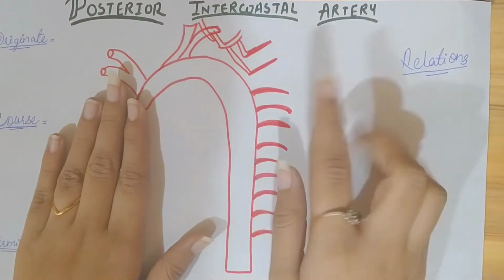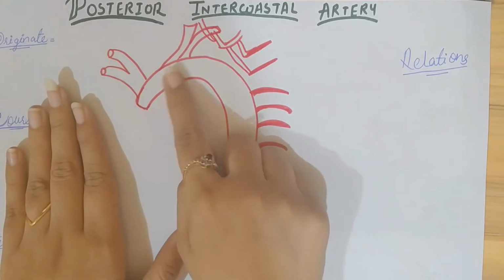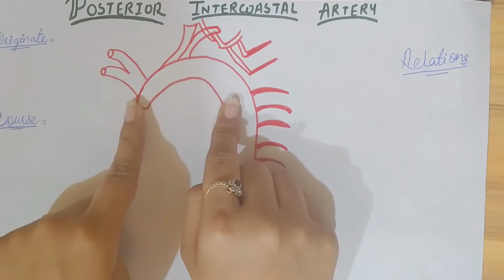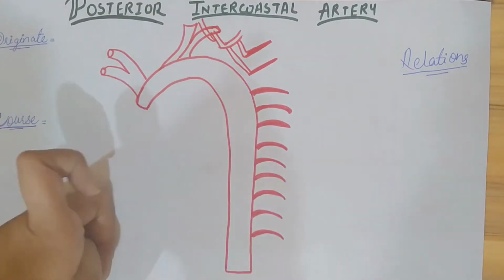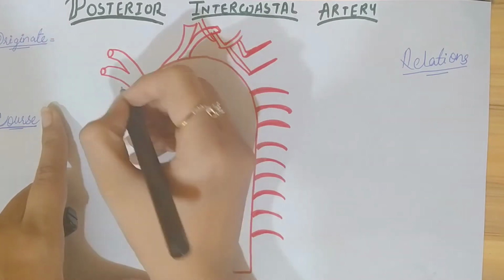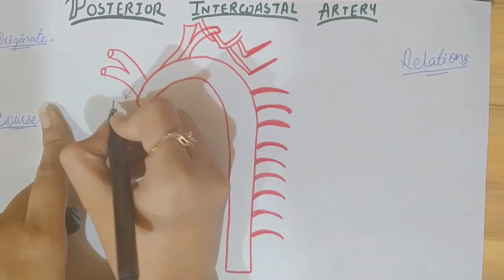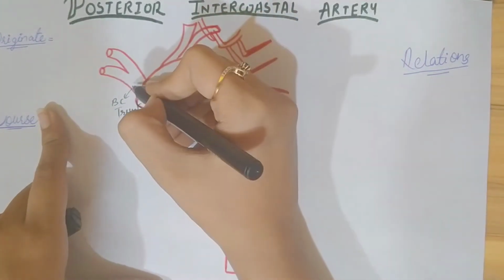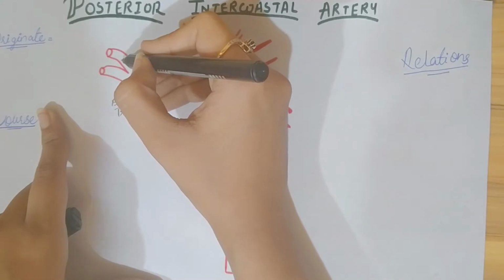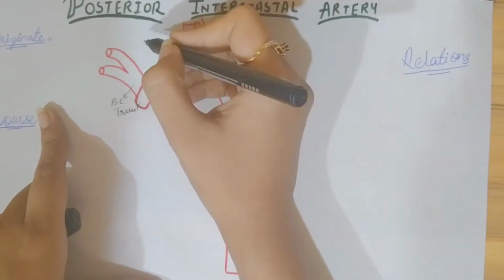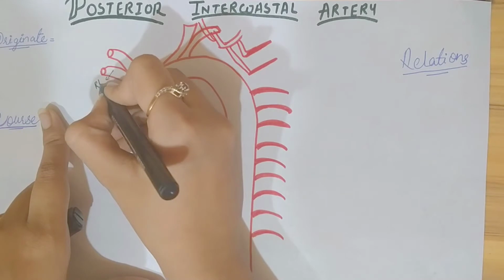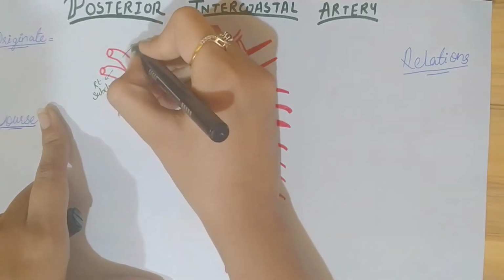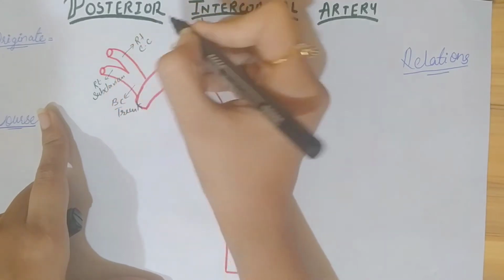So here I have drawn a diagram. As you can see, this is the arc of aorta. We are getting three major branches from the arc of aorta. The first one here is the brachiocephalic trunk. From the brachiocephalic trunk, we'll get the right subclavian and the right common carotid. Right? So here we have the right subclavian and here we have the right common carotid.